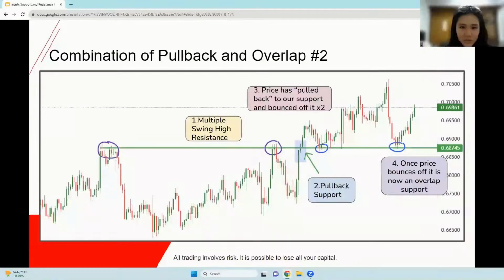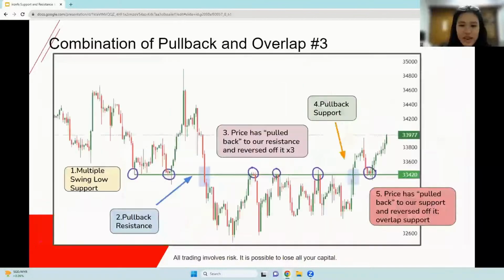Okay, I think by this time you guys probably have gotten the hang of it. So this is just my last slide, and then we will take a look at some charts. Once again, combination of pullback and overlap. Firstly, we have a multiple swing low here, 1, 2 circles here.